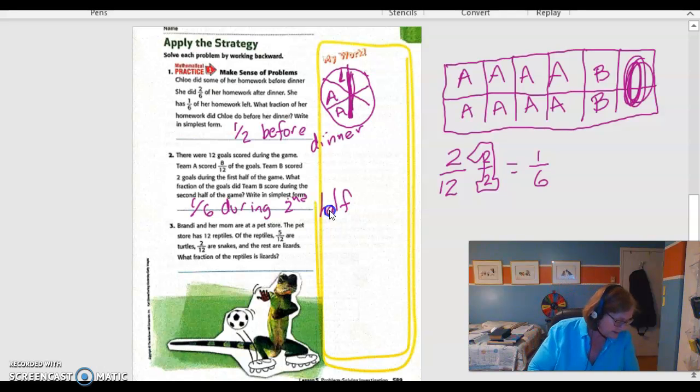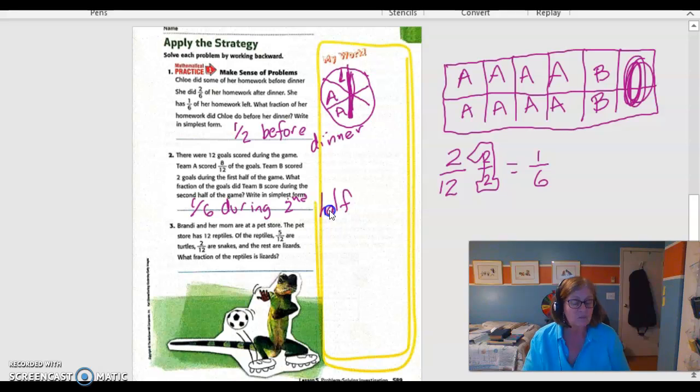Alrighty, next we have Brandy and her mom are at a pet store. The pet store has 12 reptiles. Of the reptiles, 5/12 are turtles, 2/12 are snakes, and the rest are lizards. What fraction of the reptiles is lizards? Well, you could do this a couple of ways. You could count 5/12 plus 2/12 is 7/12.